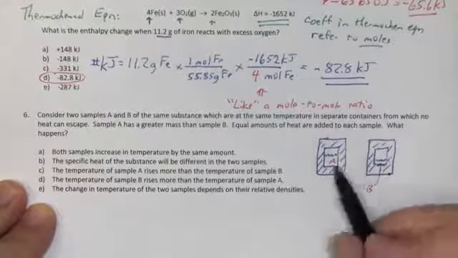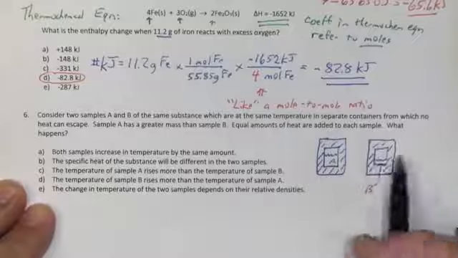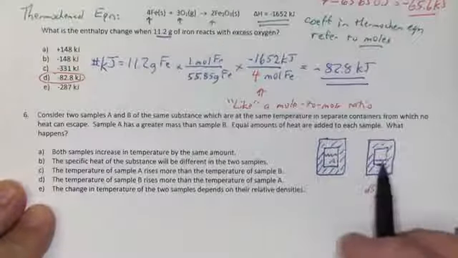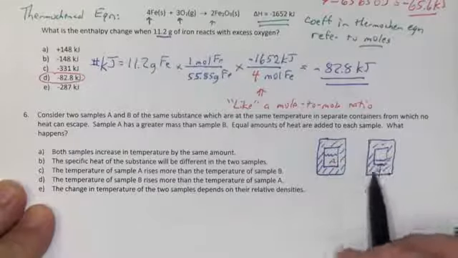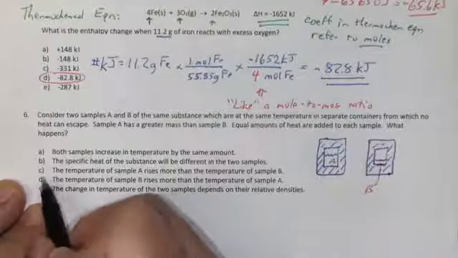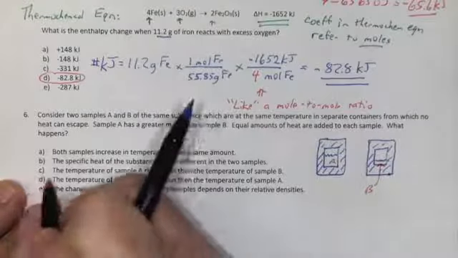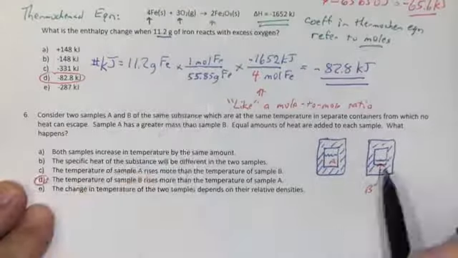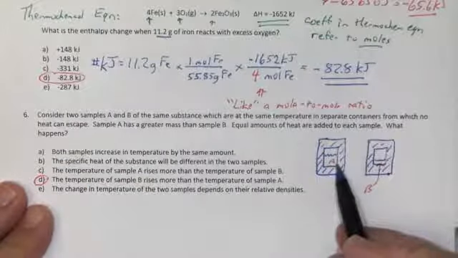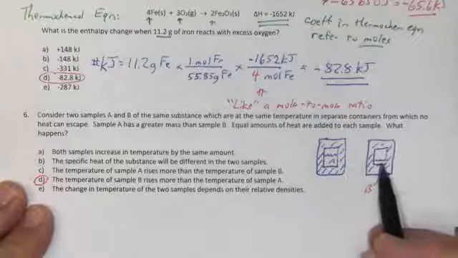Well, if they're at the same temperature, but we add equivalent amounts of heat to each sample, then the temperature of B is going to increase more. The correct answer is going to be choice D. Now you can see this intuitively. If you add the same amount of heat to a swimming pool that you add to a drop of water, the drop of water is going to get a lot hotter a lot faster.